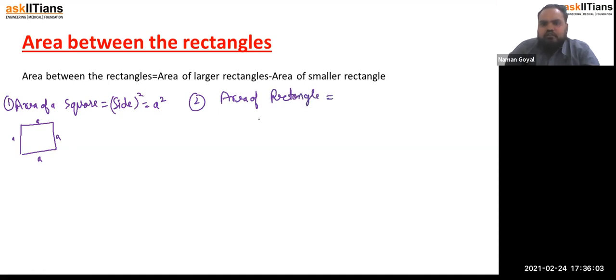So what is the area of a rectangle? See, if there is a rectangle, this is L and this is B. So the area of a rectangle is what? L into B. This is the formula for the area of a rectangle. Are you getting my point?